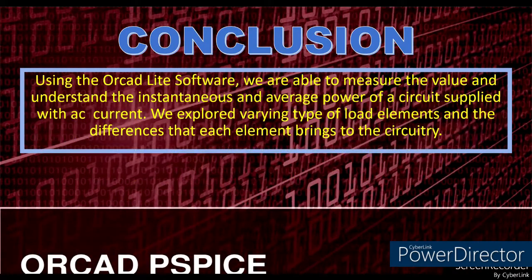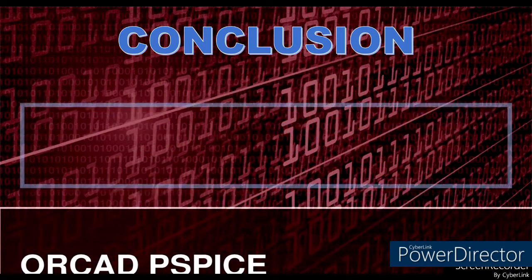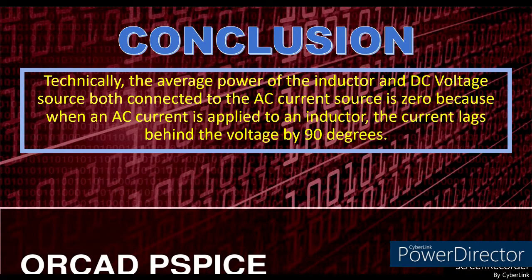Conclusion. Using our OrCAD Lite software, we are able to measure the values and understand the instantaneous and average power of a circuit supplied with AC current. We explored varying types of load elements and the differences that each element brings to our circuitry. Also, instantaneous power equals the voltage multiplied by the total current, while the average AC power is the product of the RMS values of the same two parameters. Moreover, we can say technically that the average power of the inductor and DC voltage source, both connected to the AC current source, is 0 because when AC current is applied to an inductor, the current lags behind the voltage by 90 degrees.